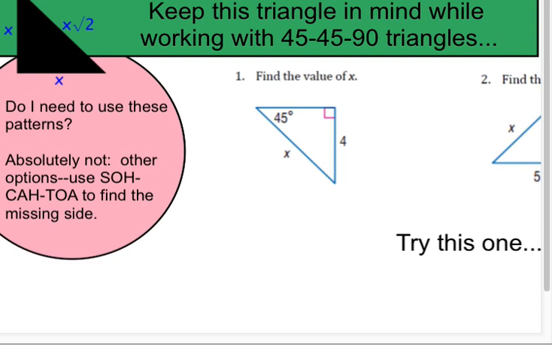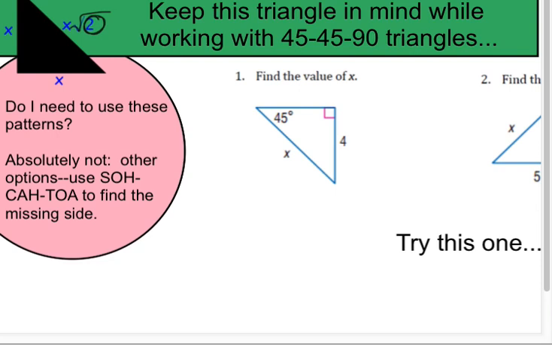One thing that I want you to notice is how this uses the square root of 2. How many different side lengths are there? We have x and then x square root of 2, so there are two different side lengths, and it is x square root of 2 on the hypotenuse. Do you need to use these patterns? Absolutely not. There are other options. You can use SOHCAHTOA to find the missing side, but we are going to do these problems using the 45, 45, 90-degree triangles.